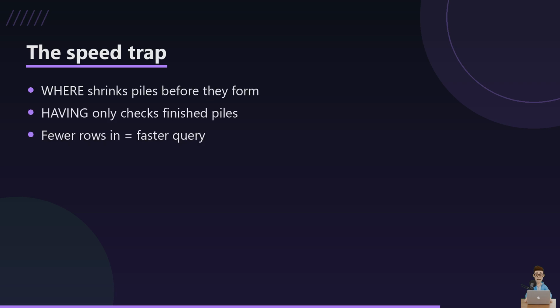Here's a performance angle nobody tells beginners. If you filter raw values in HAVING, SQL still builds every pile first, then throws most away. Move that same condition to WHERE and it filters rows before grouping, so you build fewer piles from the start. On a million row table, that's the difference between instant and painful. Rule of thumb, raw values go in WHERE, group totals go in HAVING.